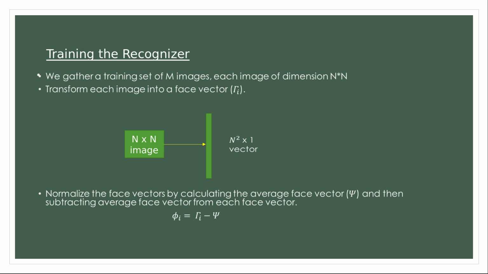Once we have done that, we normalize the face vectors. What do we mean by that? We calculate the average face vector and deduct it from each of the face vectors. So what is the significance of this step? Basically, we deduct the common features from each of the face images in the training set, and all the images in the training set are now left with only their characteristic features.